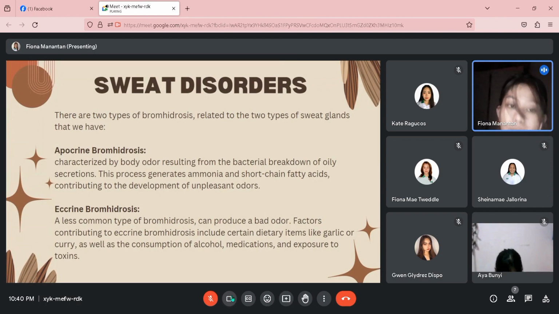Next, we have eccrine bromhidrosis. Contrary to eccrine secretion, which is typically odorless, eccrine bromhidrosis, which is a less common type of bromhidrosis, can produce a bad odor. Factors contributing to eccrine bromhidrosis include dietary items like garlic or curry, as well as the consumption of alcohol, medications, and exposure to toxins. This type of bromhidrosis may also serve as an indicator of an underlying health condition.